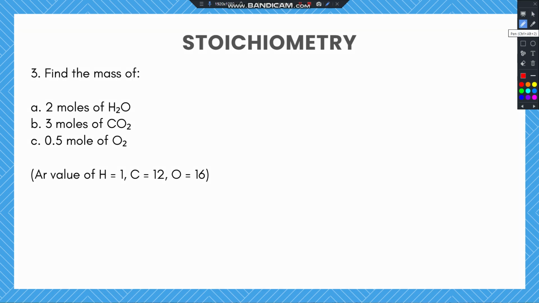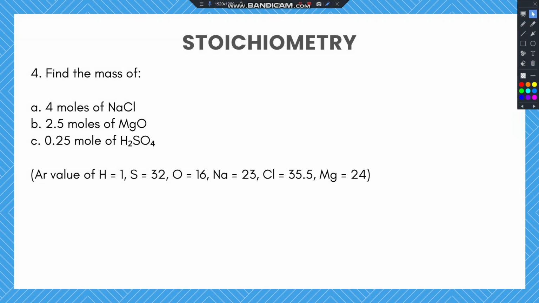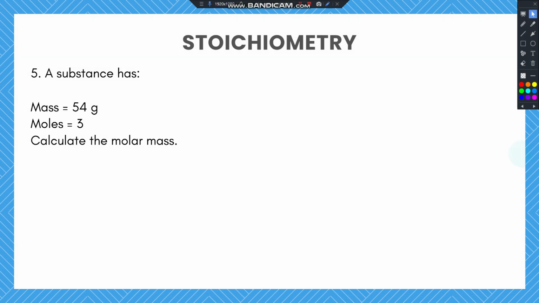Thirdly, find the mass of 2 moles of water, 3 moles of CO2, 0.5 moles of water. All the values that you need are also given below. And then fourthly, you have find the mass of 4 moles of sodium chloride, 2.5 moles of magnesium oxide, 0.25 moles of H₂SO₄, sulfuric acid.